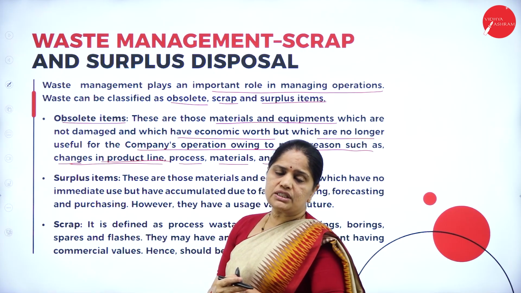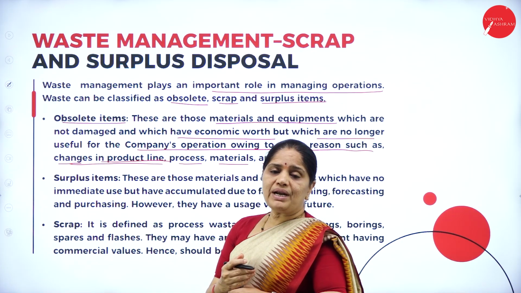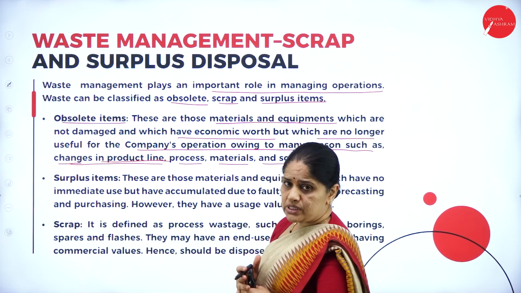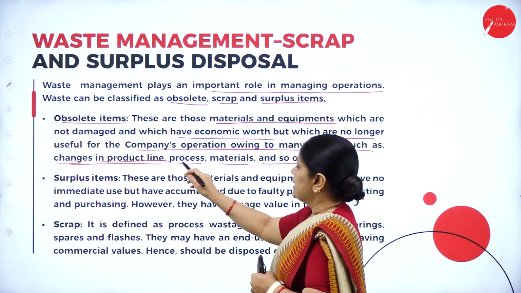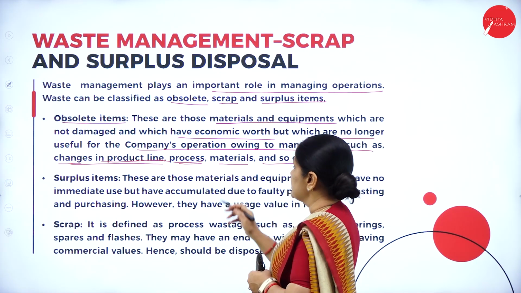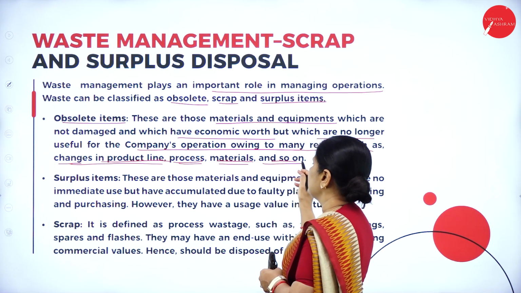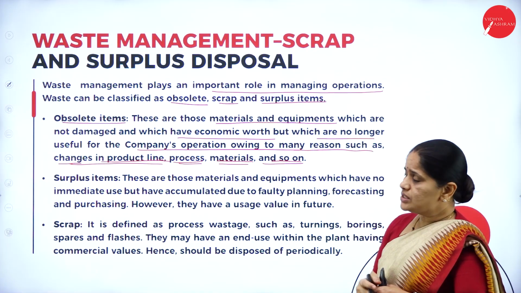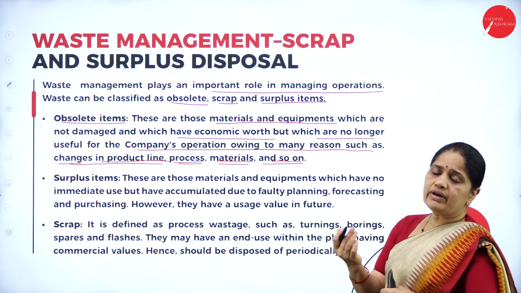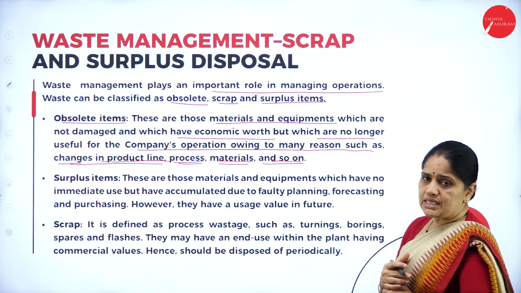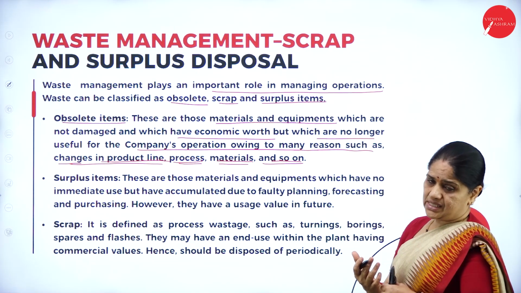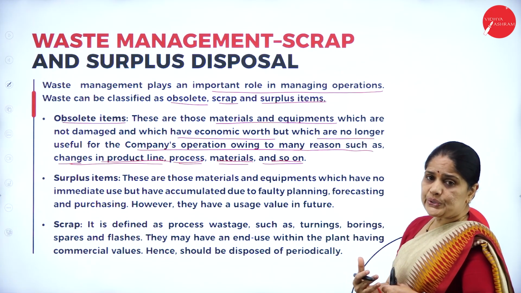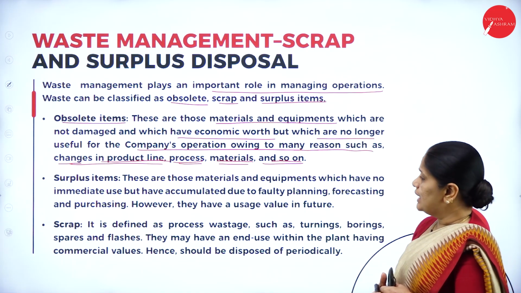Suppose there is a change in the product line, so whatever raw material you have bought for the old product will not be of use now. The next one is that if there is a change in the process, or a change in the materials, etc. So because of these three reasons, whatever raw material stock we have purchased will be a waste. It will have value but will be of no use to the company's production line.